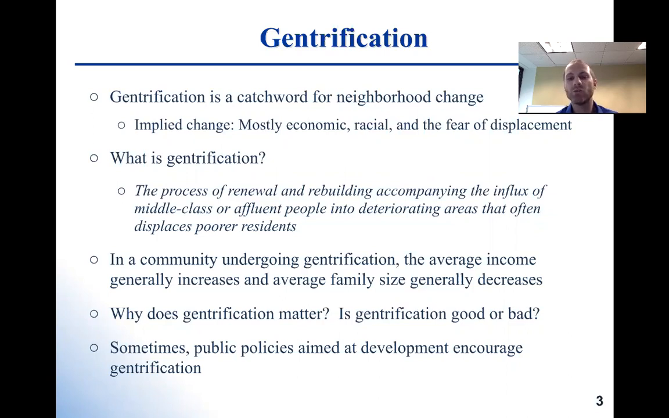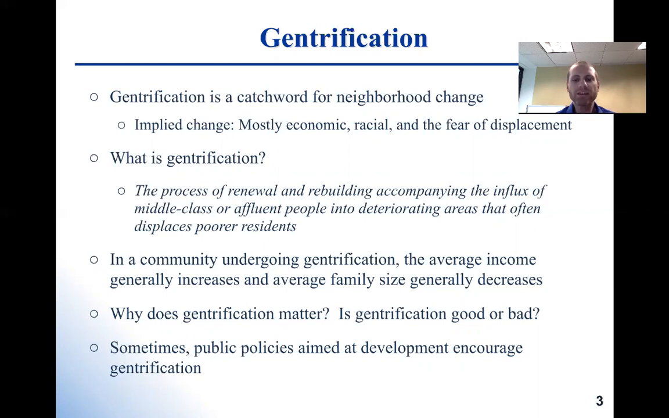And this process of renewal will accompany some kind of an influx of the middle class or affluent people in society into initially the areas that were deteriorating or often poor. And as a result of this process, many of the poor people who were initially in these poor areas often get pushed out due to increase in demand for local amenities and pricing increases, and poorer households are no longer able to afford to live in that location that's gentrifying.